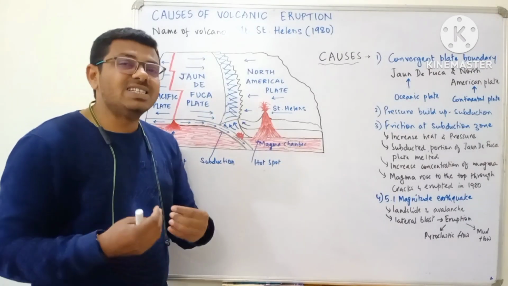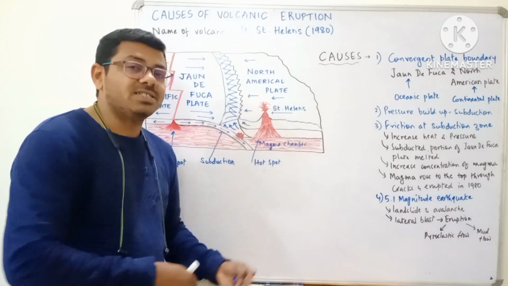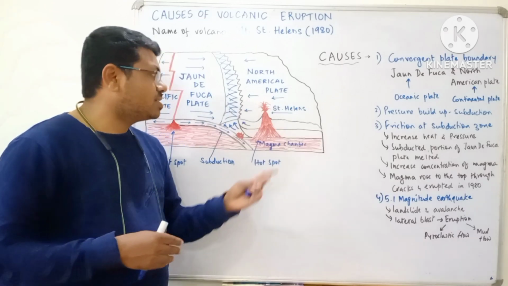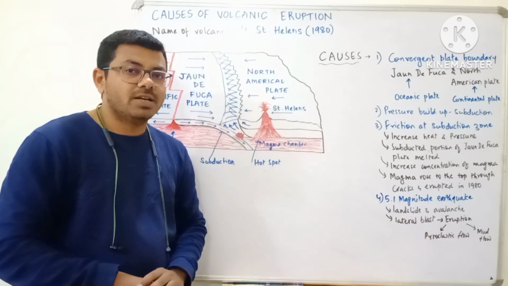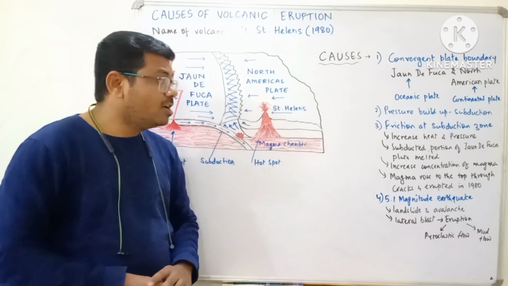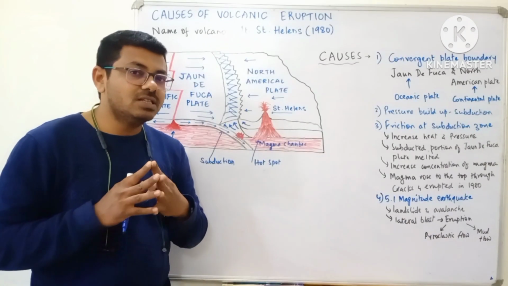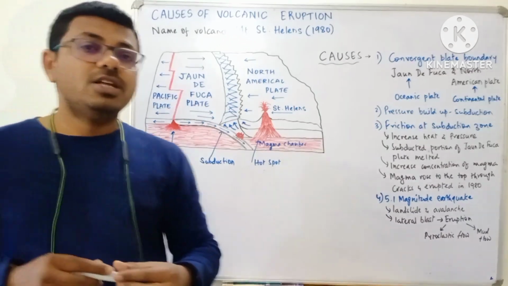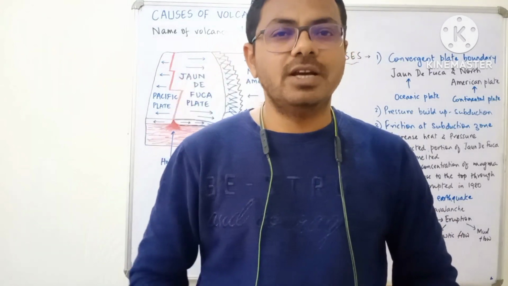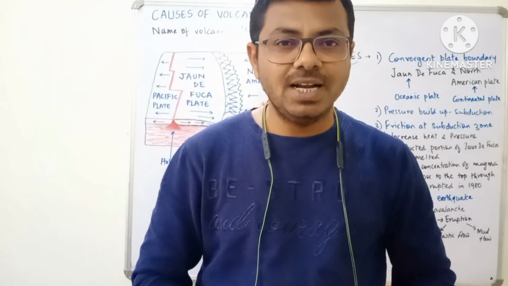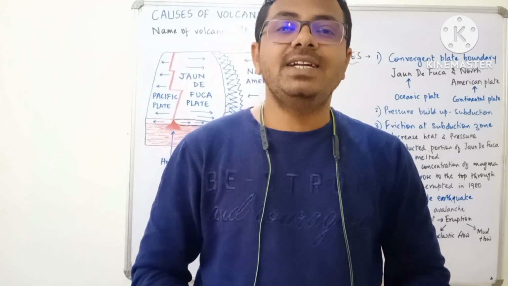The magma chamber witnessed a lot more pressure, and magma started coming out through a lateral blast in the form of the eruption of Mount St. Helens. So this is how you need to write down your answer. This is all about the causes of the volcanic eruption. The name of the volcano, remember, is Mount St. Helens. It erupted on 18th May 1980.